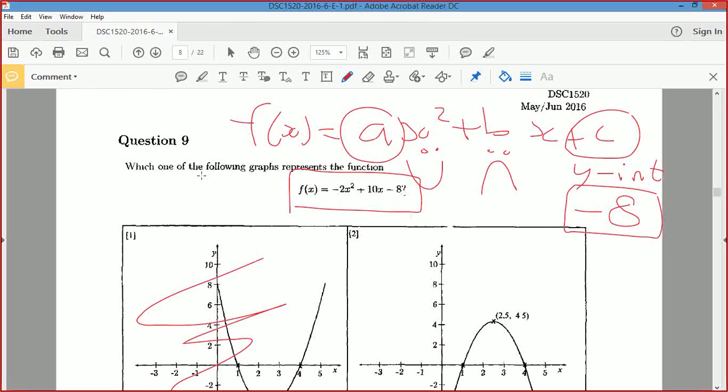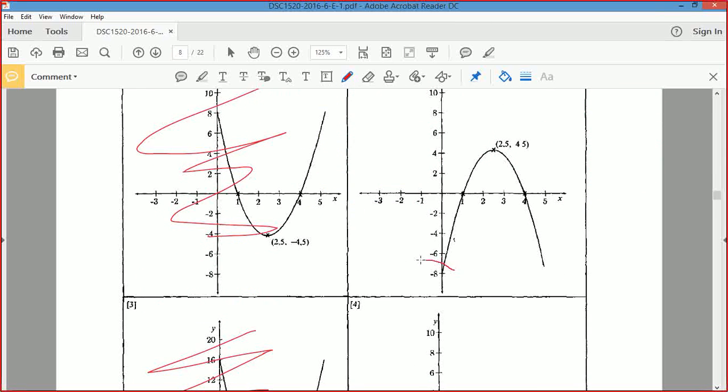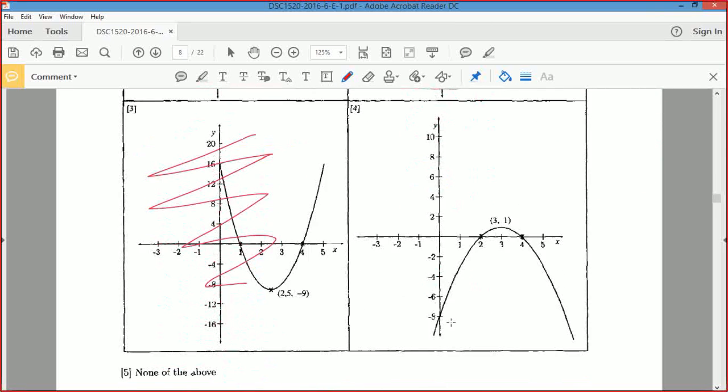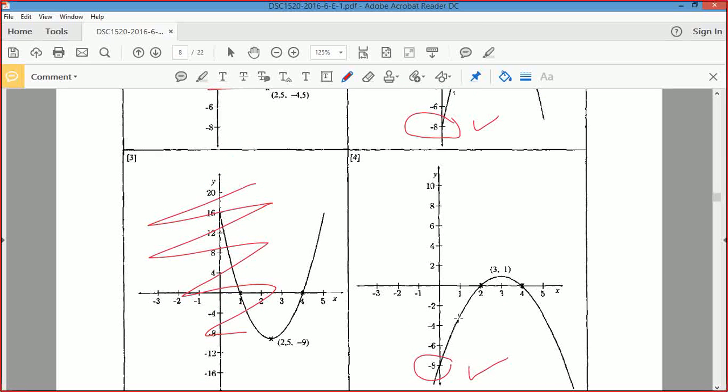Yeah, they say which of the following graphs represent the function. They give you that, and then they give you a question mark. Oh, okay. So does this have minus 8? Yes, it does. Does this have minus 8? Yes, it does. Oh, does it? Sorry, I can't see that well.